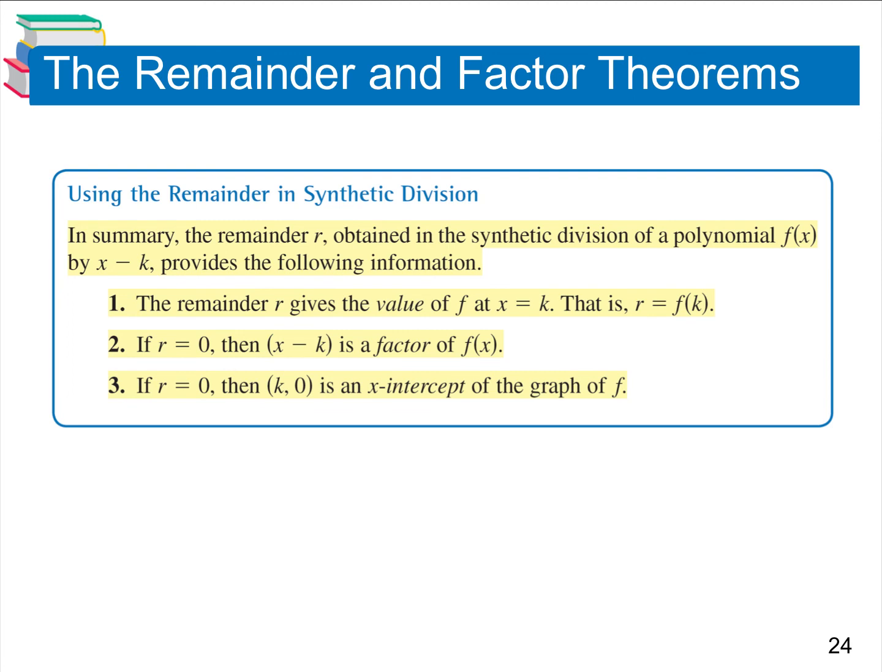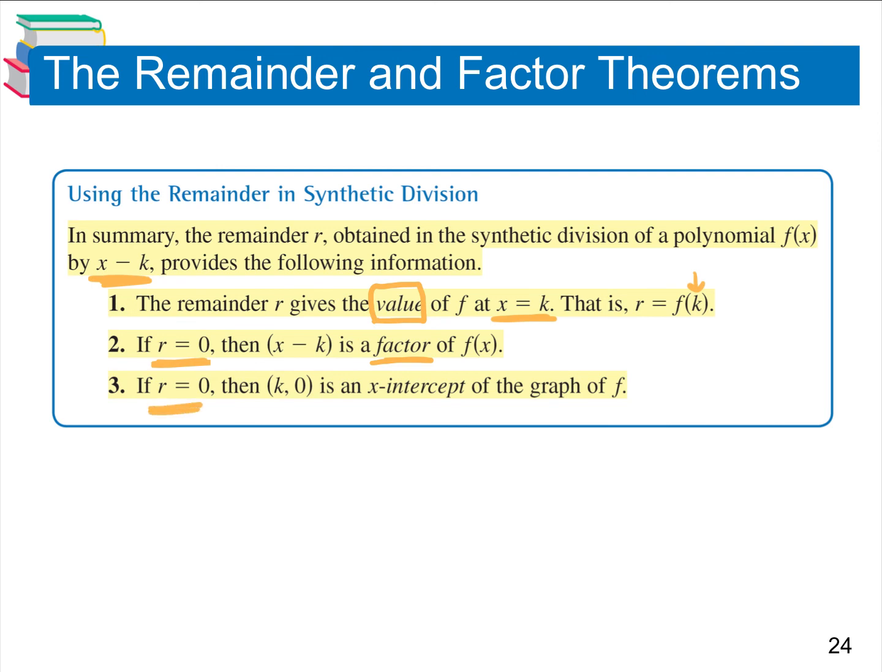So in summary, the remainder obtained in synthetic division of a polynomial f of x by x minus k provides the following information. So the remainder gives us the value of x is equal to k. So whatever that number is, that k, that would be the value as if we had plugged it into x, but we could use synthetic division instead. It gives us a factor if our remainder is 0.